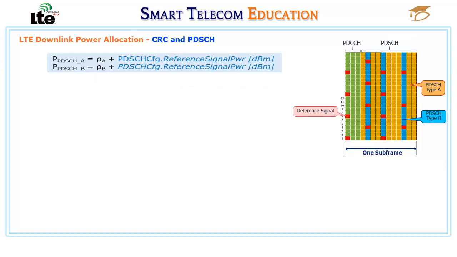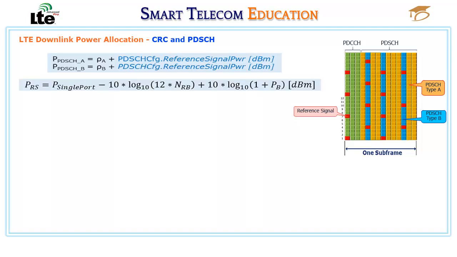To calculate the PDSCH power for channels type A and B, we need to first calculate the reference signal power, which is given by the following formula. RS power equals the power per single port, minus 10 log of 12 subcarriers multiplied by the total number of RBs, plus 10 log of 1 plus PB. The power per single port is RRU power divided by the number of antenna ports.